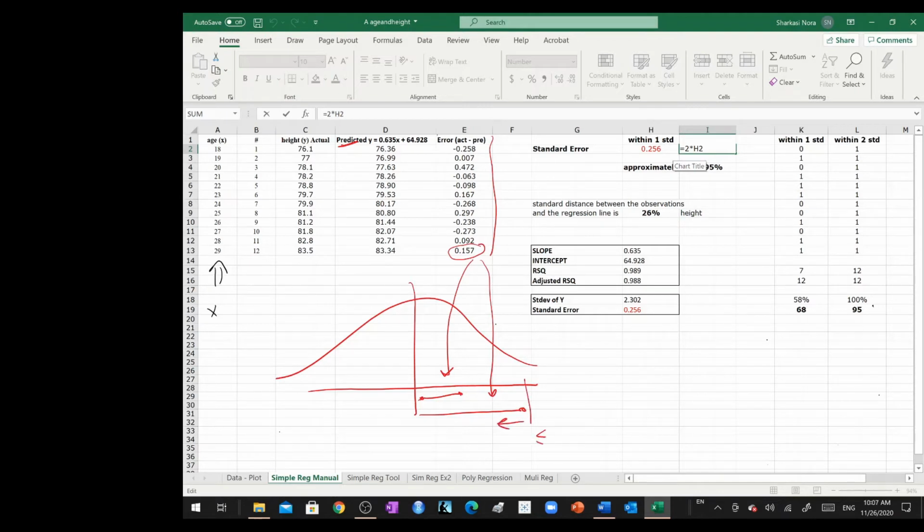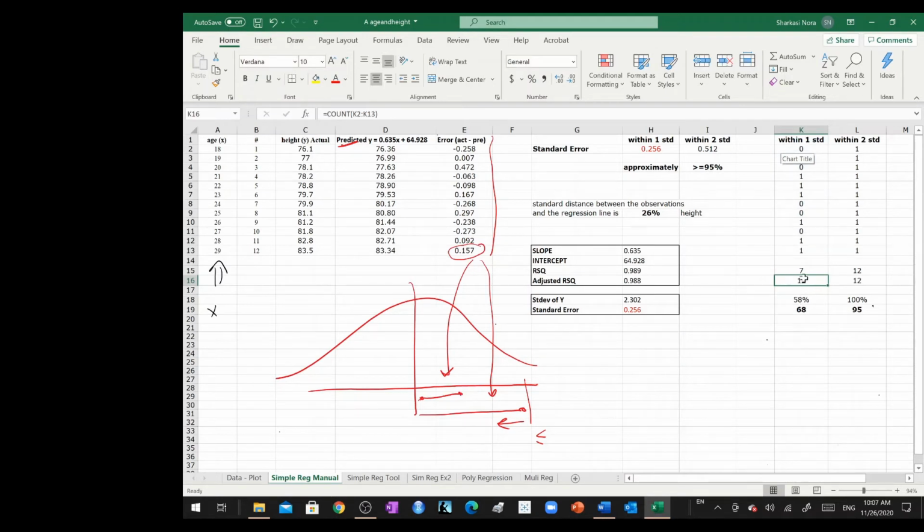So if it's here, less than or equal, do I have equal in there? I should have equal in there. Yeah, I have equal in there. So less than or equal. So again, here's the formula. If the absolute value of the error is less than or equal to this standard error, then give me 1, else give me 0. And then basically you just sum it up, and then find out the count.